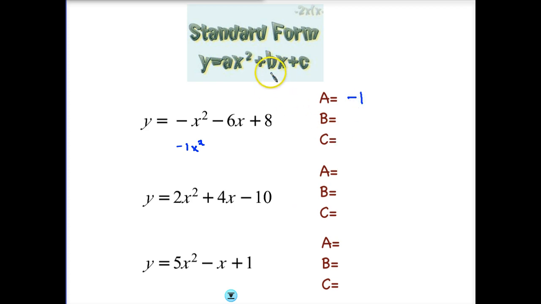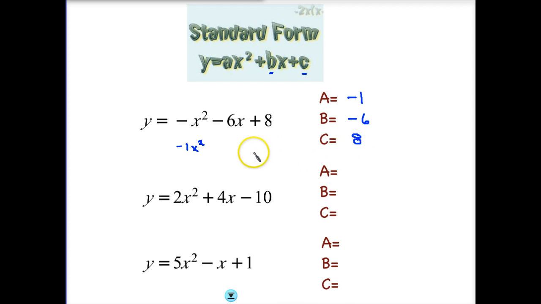Our B value right here is always the coefficient in front of the x term. Well, in front of the x term, I have a negative 6. And I have to be careful that I always pull the sign that's in front of the number as well. So I have a negative 6, that's my B value. And my C value is always my constant term. Notice that the C value here is by itself. It's not next to an x at all. So my C value is a plus 8 or a positive 8, and I can just write it as 8.